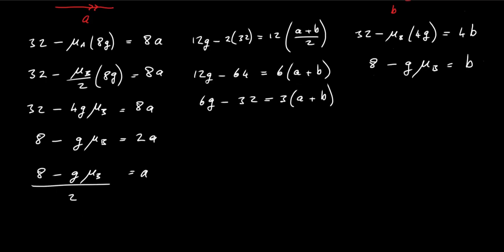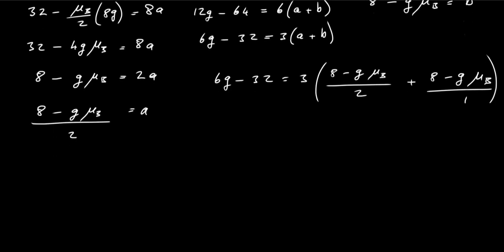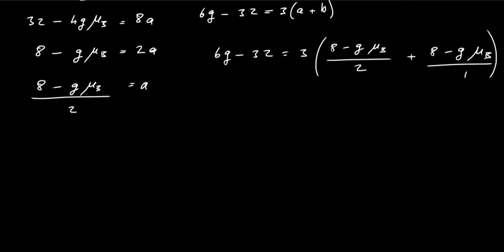So let's do that. So we've got 6G minus 32 is equal to 3 times, well, A is 8 minus G mu B over 2, and we want to add B, which is just 8 minus G mu B, let's say over 1. So you can see now we have an equation here with just mu of B in it, so all we got to do is isolate mu B, and that's what we were asked to do.